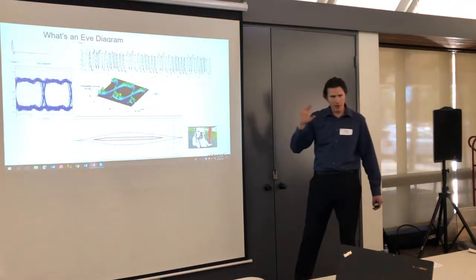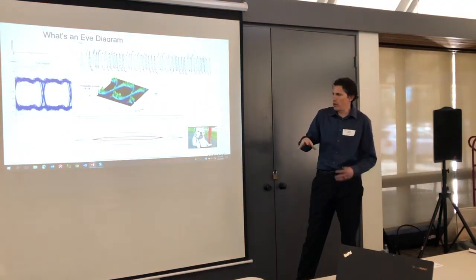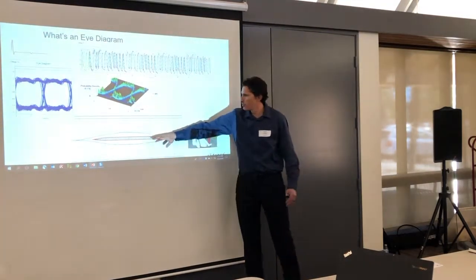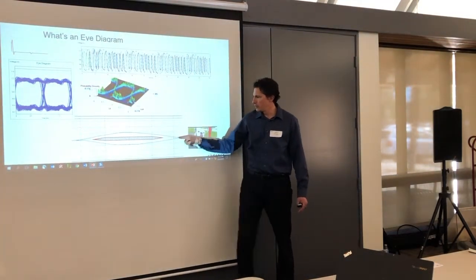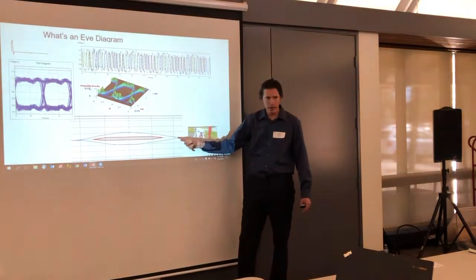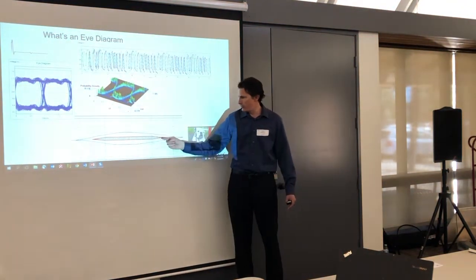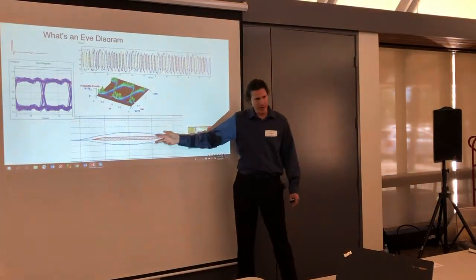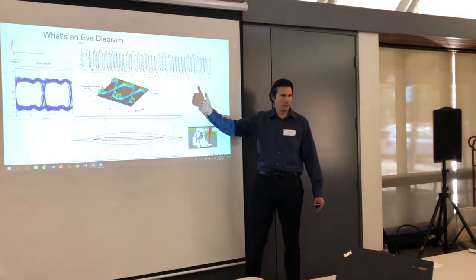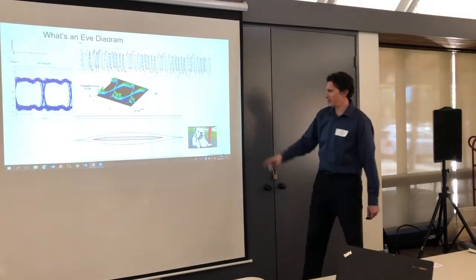And so what vendors are ultimately going to give you is what they call an eye mask. It takes all that eye information and gives you the innermost contour of that eye, and then a memory interface vendor is going to say, this is the mask. As long as you can fit this shape inside that eye, you're good to go. So that's really what's going on.